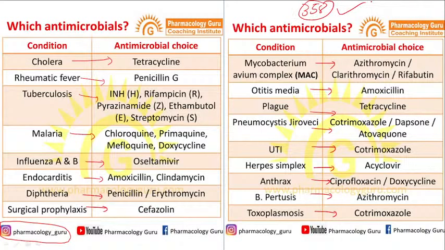I've just taken an example here. I talked about MAC, Mycobacterium avium complex, a complication that occurs in TB patients, where azithromycin and clarithromycin would be the first choice; other than that, rifabutin can also be given. Similarly, pertussis, whooping cough, is caused by the organism Bordetella pertussis, and in whooping cough azithromycin would be the first choice. So these are all useful contents which will help you in exams, MCQs and NEET PG. So just revise it.